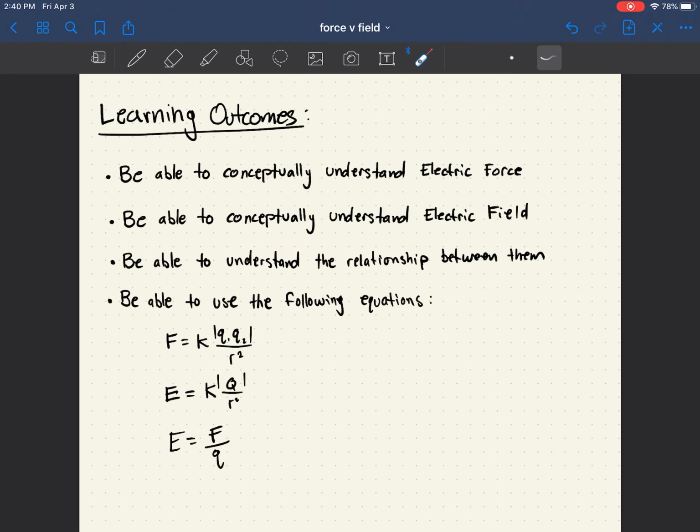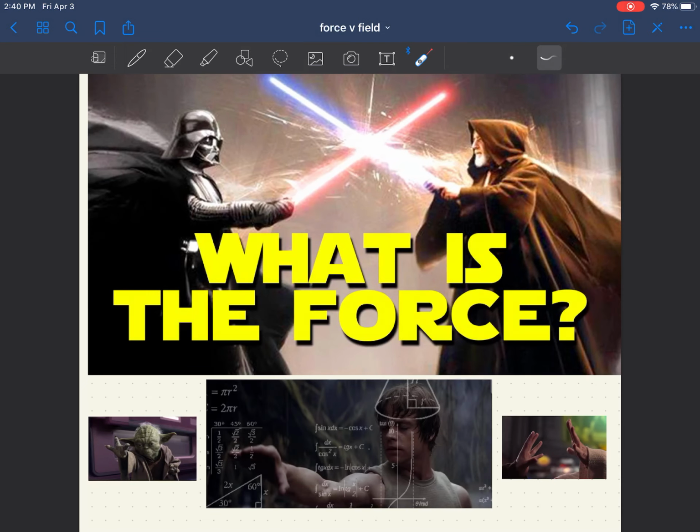Hopefully by the end of this, you'll be able to understand some simple concepts of electric force and electric field, but most importantly, understand their relationship with each other. I also hope to introduce you to these equations and see where they come from and how to use them. So let's talk about the force for a little bit.